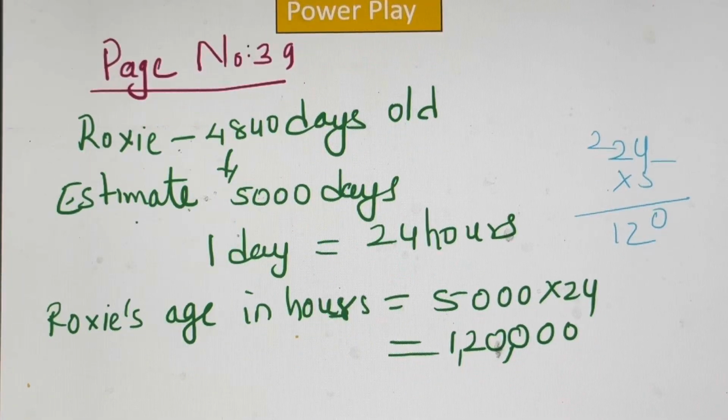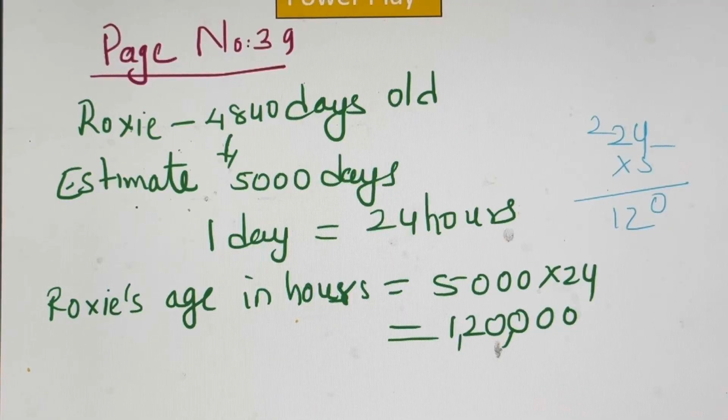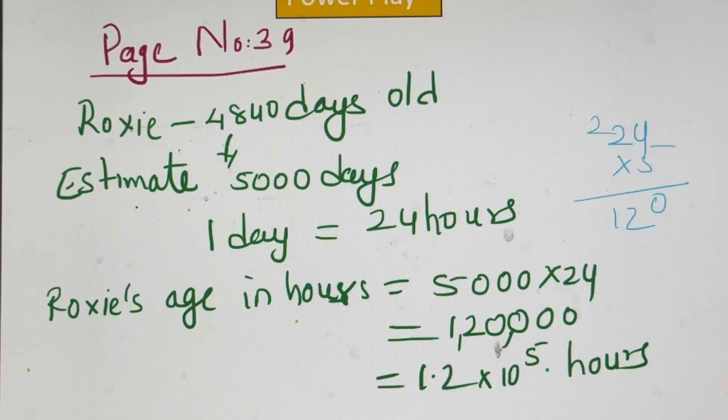Now how to write this in scientific notation? Because how do we write large numbers? We have learned how to write in scientific notation. So for that we put the decimal point after the first digit, 1.2. And how many digits are there? 1, 2, 3, 4, 5 digits. So 1.2 into 10 raised to 5 hours. Right? This is the estimation.